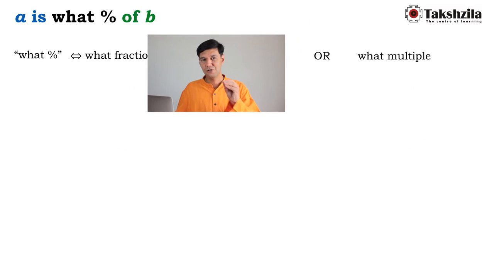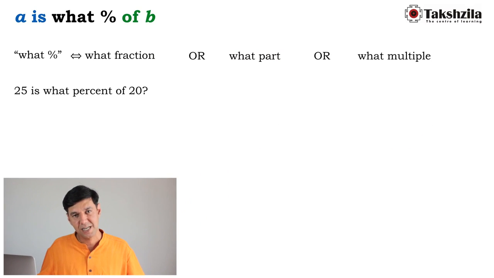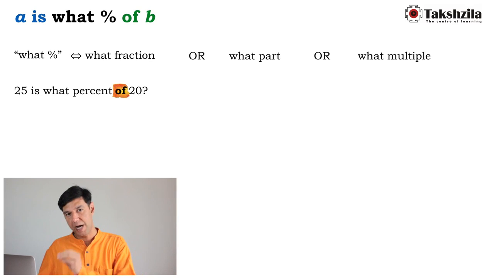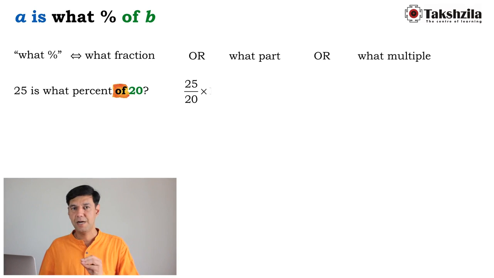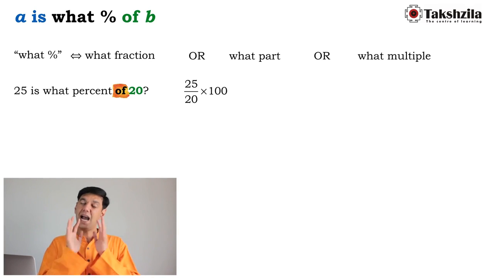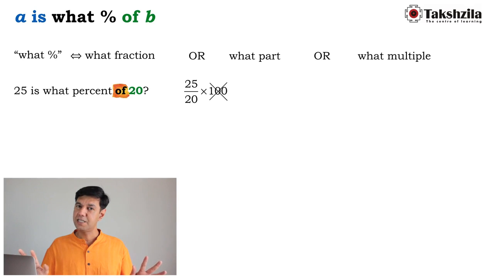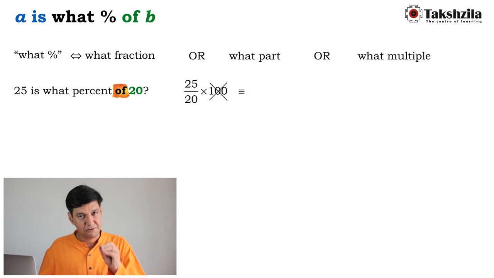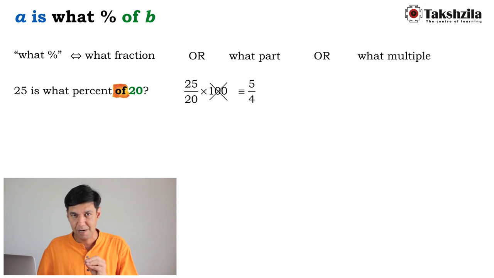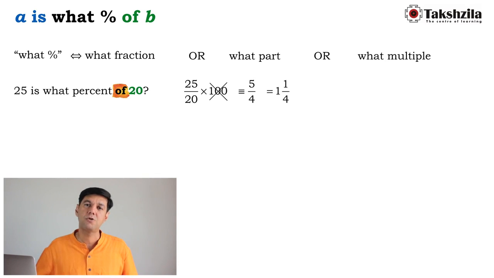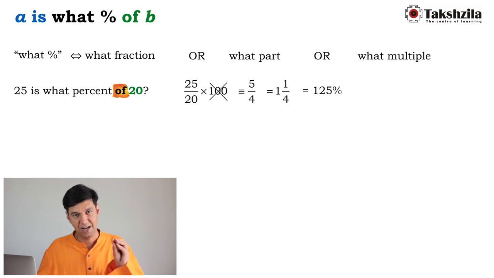So let's get back to those two questions. 25 is what percentage of 20? Percentage of what? Of 20. So 20 will go in the denominator. 25 by 20 into 100. Ideally, don't get the 100 into the picture. We have learned this. Just write it as a fraction. Reduce it. 25, 5 5s are 25, 5 4s are 20, 5 by 4, which is 1 and 1/4, and 1/4 is 25%. The 1 is 100%. So 125%.